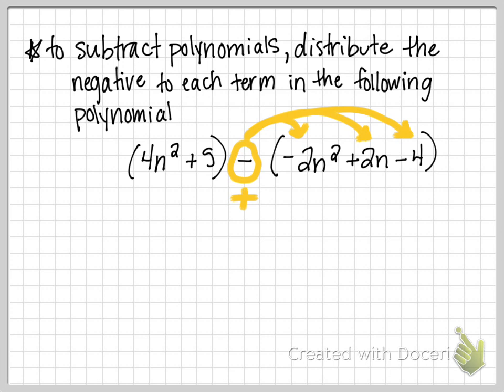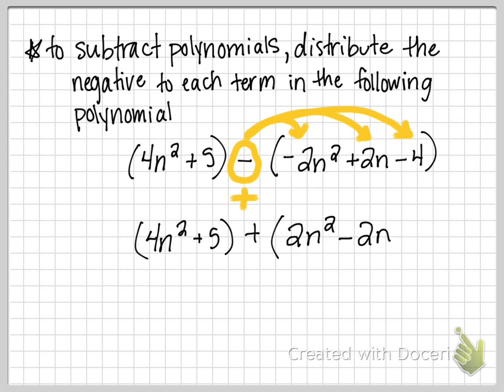So then it becomes, the first term is the same, 4n squared plus 5 plus, and then we do our distribution. So negative times negative 2n squared gives us a positive 2n squared. Distribute the negative to the second term. Negative times a positive 2n gives us negative 2n. And a negative times a negative 4 gives us a plus positive 4. Okay? Now we're doing addition.